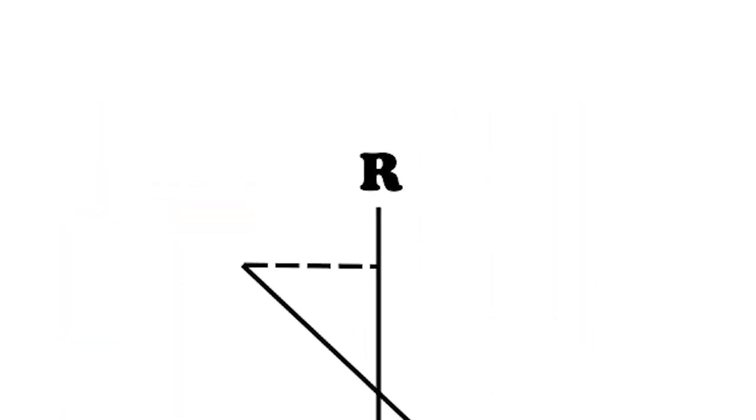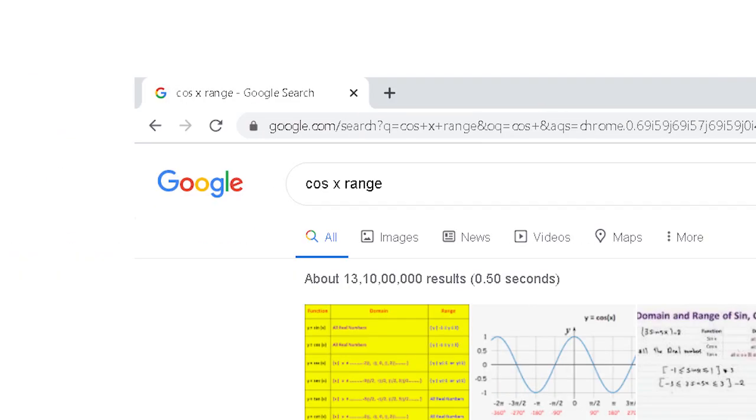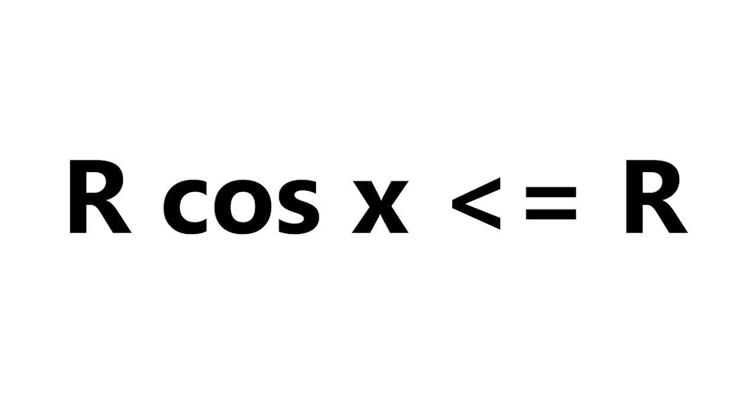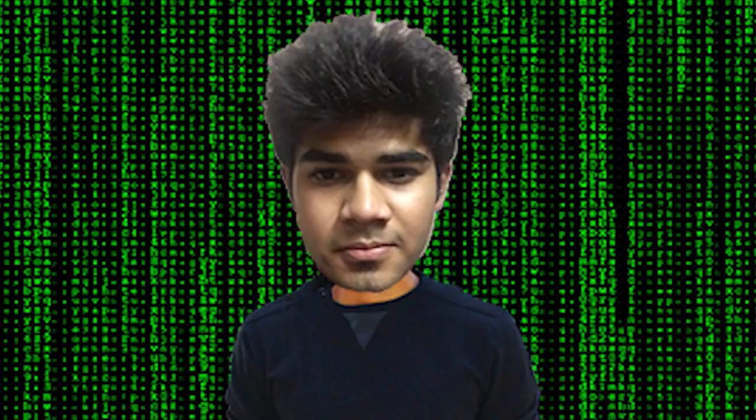So if the coin has radius r and is x degrees away from initial state, then this line would be r cos x. Since we know the range of cos x is -1 to 1, r cos x has to be lesser than or equal to r. So we have to just shrink the height of this image and show you these images at periodic intervals. And now that that's done, I just have to turn this into code.